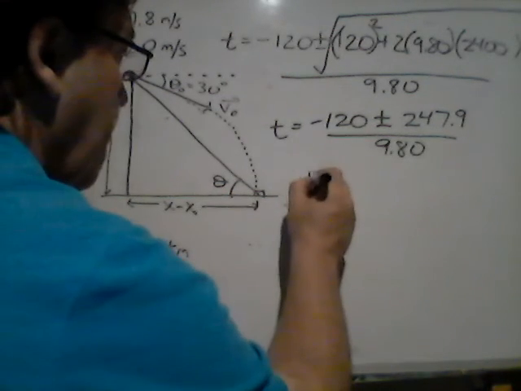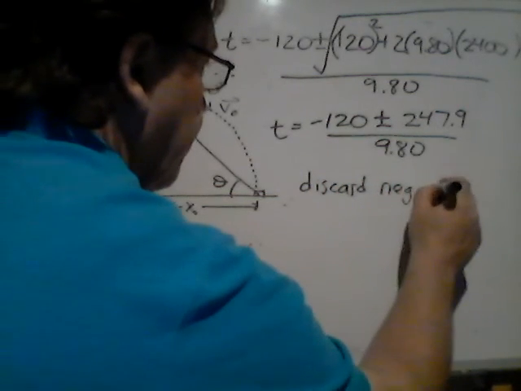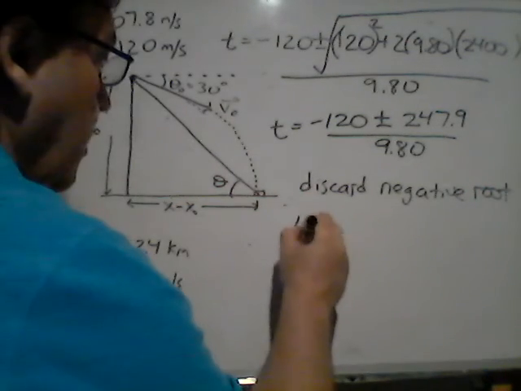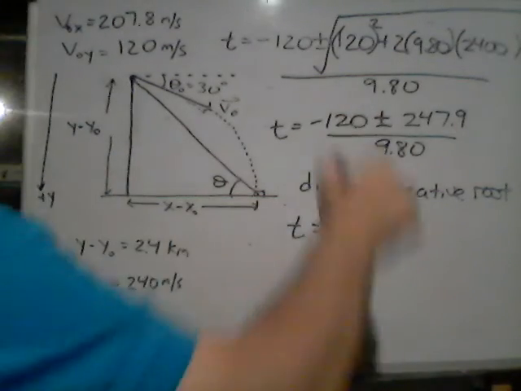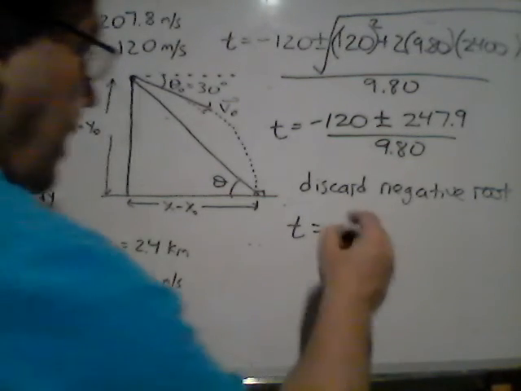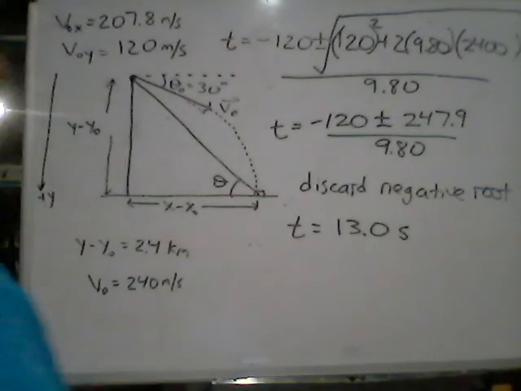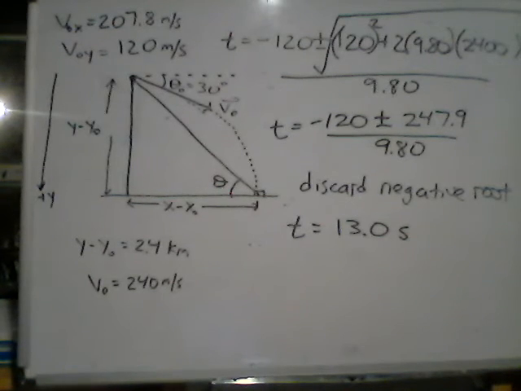So discard negative roots. Okay? If you do that, you want to then do negative 120 plus 247.9 divided by 9.8. And when you do that, you'll find out that the time is 13.0 seconds. That's how much time that this projectile will be in the air. Great. Now that I have that time, it is a simple matter to find the range.